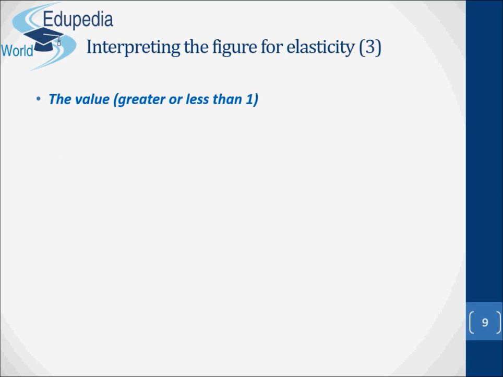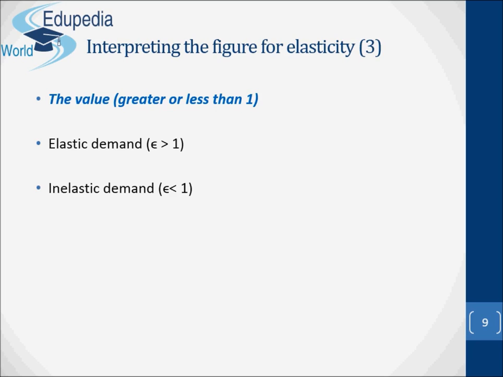The value greater or less than 1. If we now ignore the negative sign and just concentrate on the value of the figure, this tells us whether demand is elastic or inelastic. Case 1, elastic: epsilon is greater than 1. This is where a change in price causes a proportionately larger change in the quantity demanded. In this case, the value of elasticity will be greater than 1, since we are dividing a larger figure by a smaller figure.